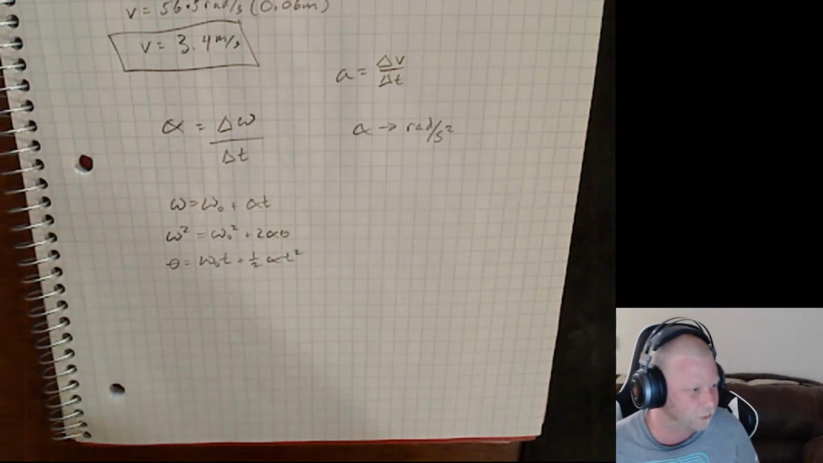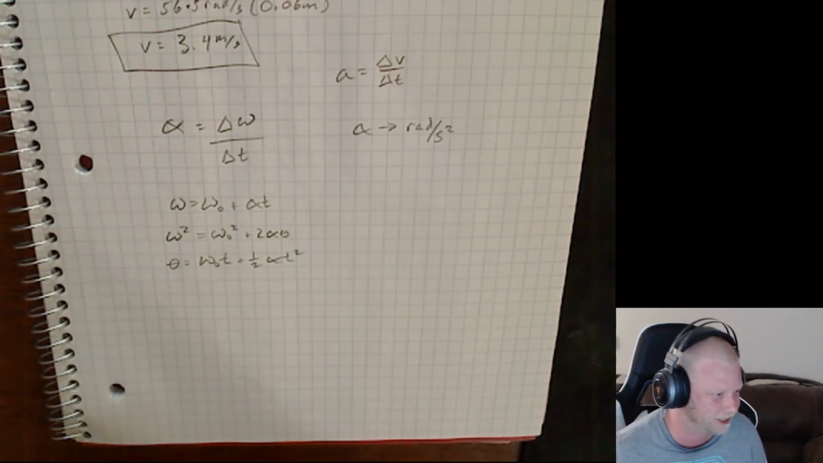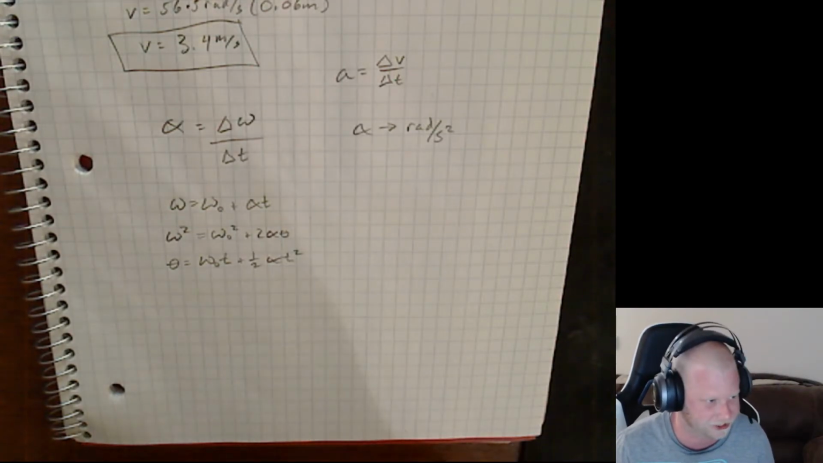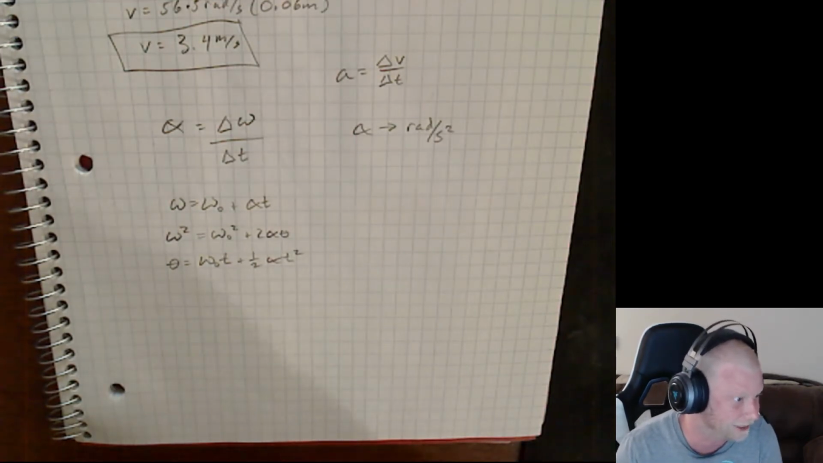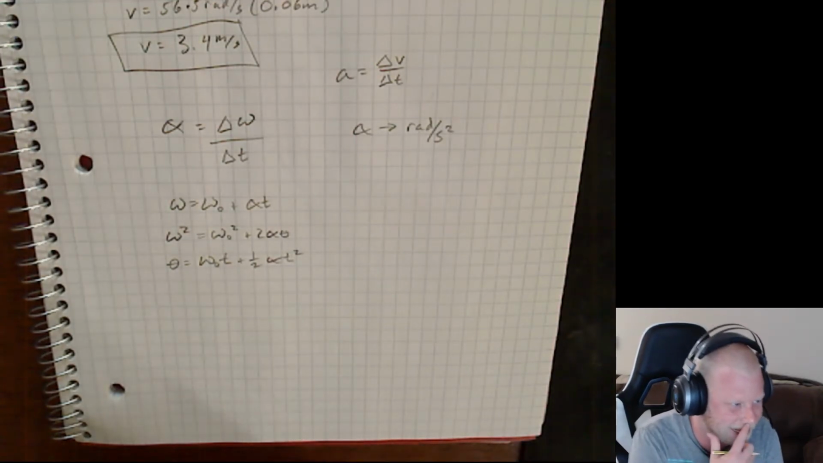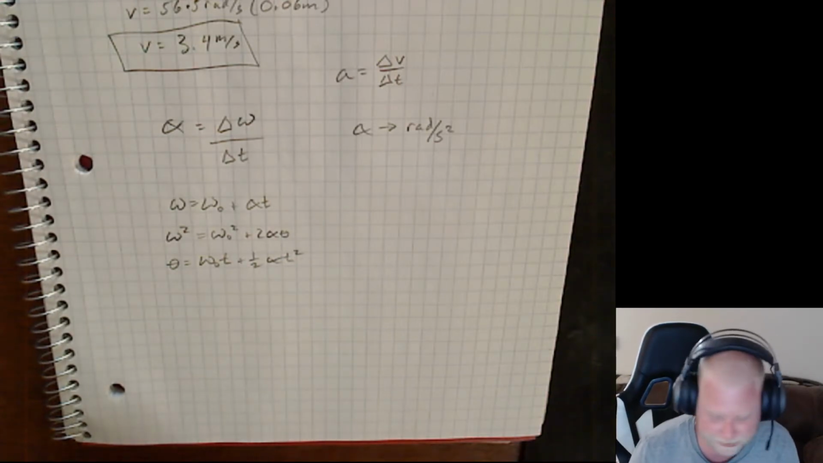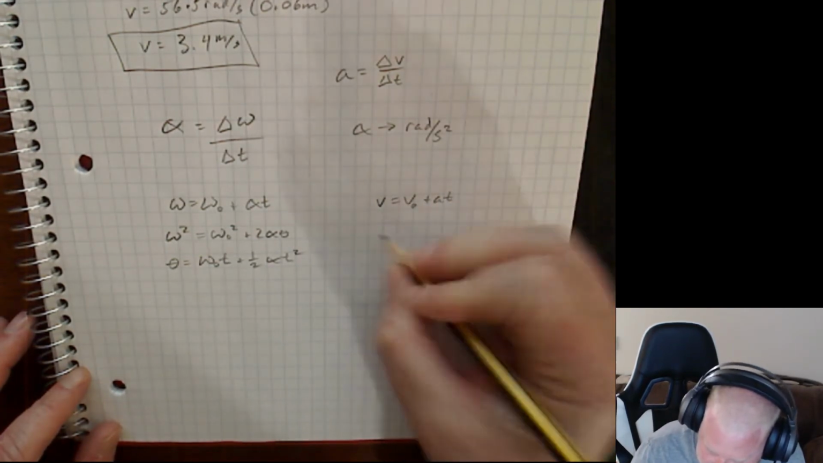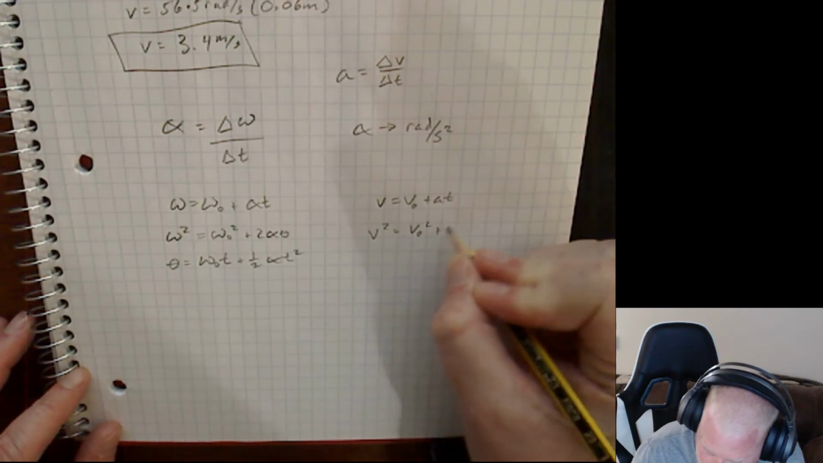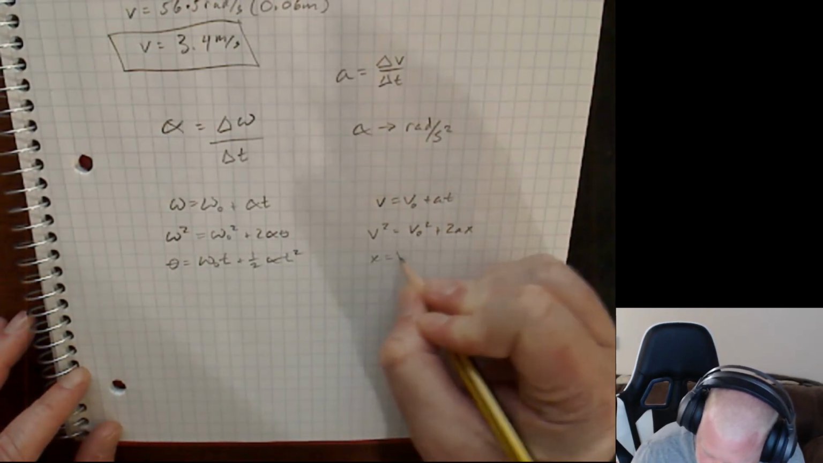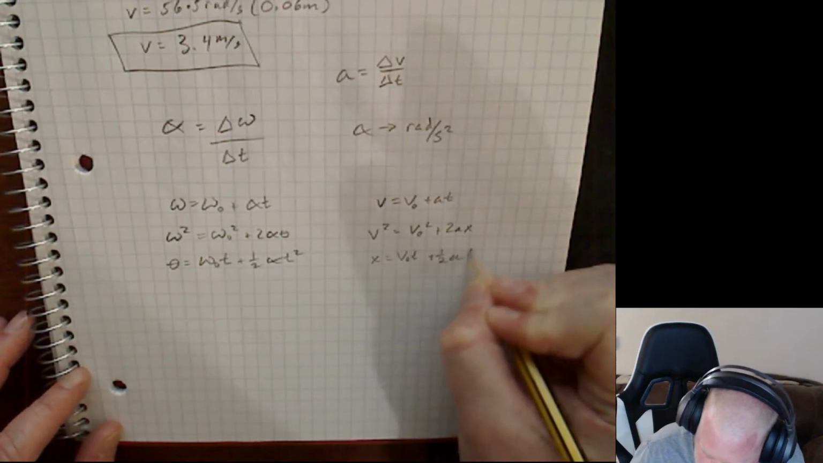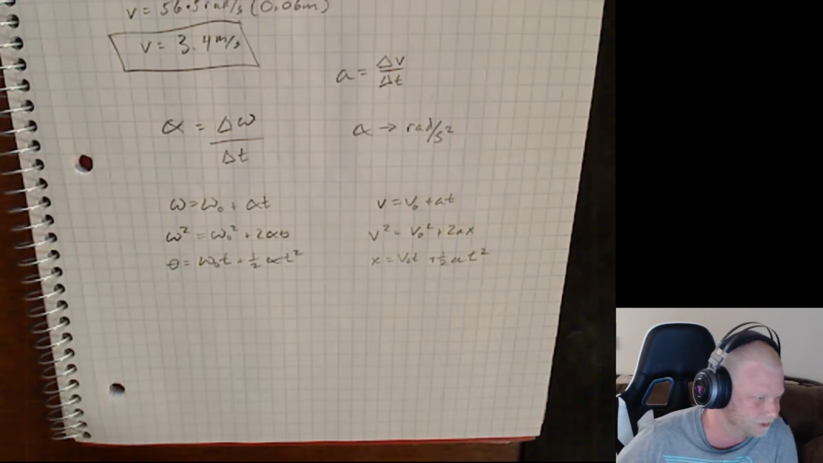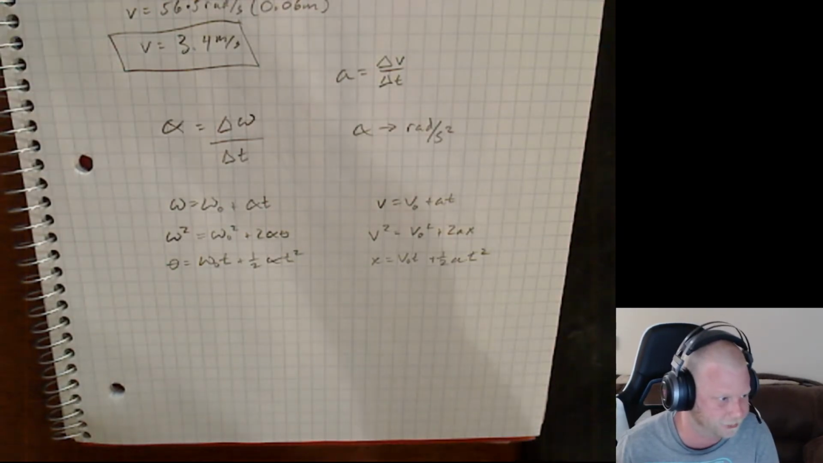Right, these are identical to the linear kinematic equations. Just instead of v, we're replacing it with omega. Instead of linear acceleration, we're replacing it with angular acceleration alpha. Instead of distance x, we're replacing it with theta, the angular displacement. So if you look at our linear counterparts, these are not new equations. We're just replacing the linear variables with the rotational ones.